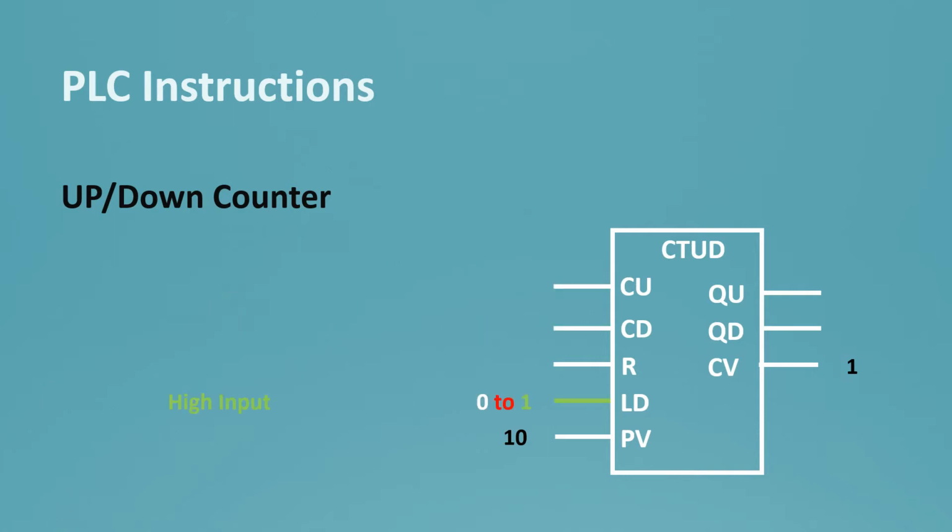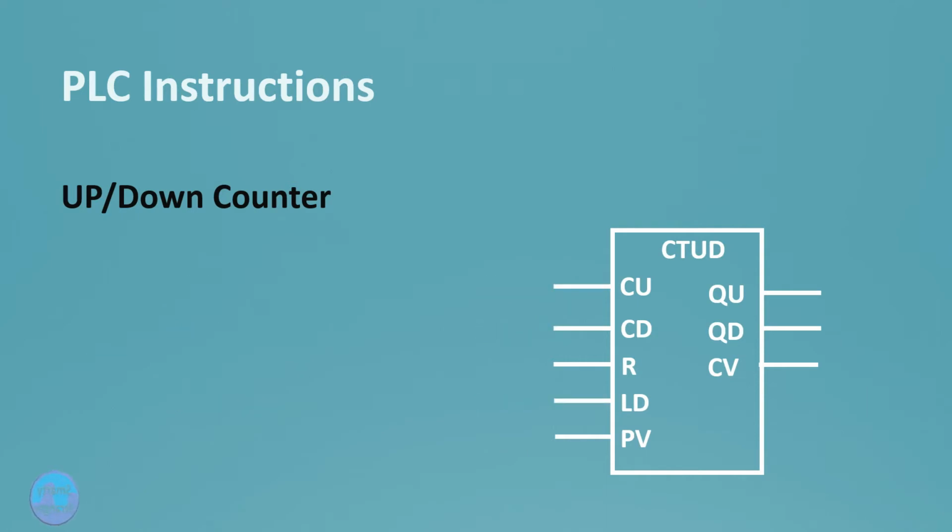When the signal state at the LD input changes to 1, the counter value at the CV output is set to the value of the PV parameter. As long as the LD input has signal state 1, the signal state at the CU and CD inputs has no effect on the instruction.